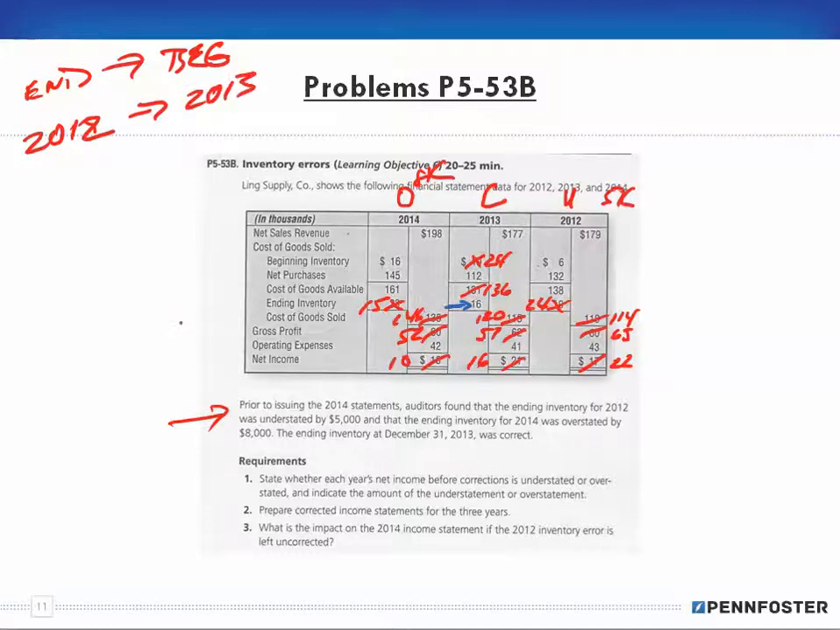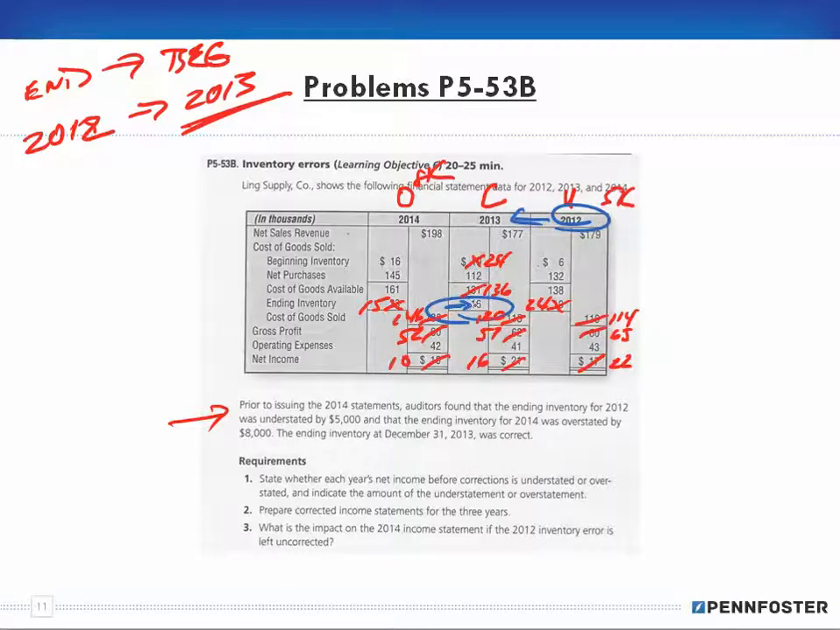Okay, and in this case here, because our ending inventory for 2013 was correct, then what happens in 2012 doesn't affect 2014 because the ending inventory was correct. It says here, what is the impact on the 2014 income statement if the 2012 inventory error is left uncorrected? Again, there is no impact. I just said that because 2013 our ending inventory was correct. The mistake in 2012 only affects 2012 and 2013.